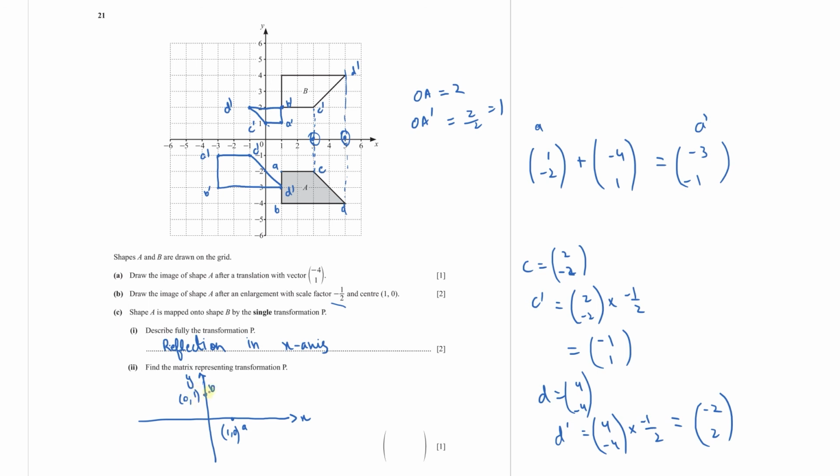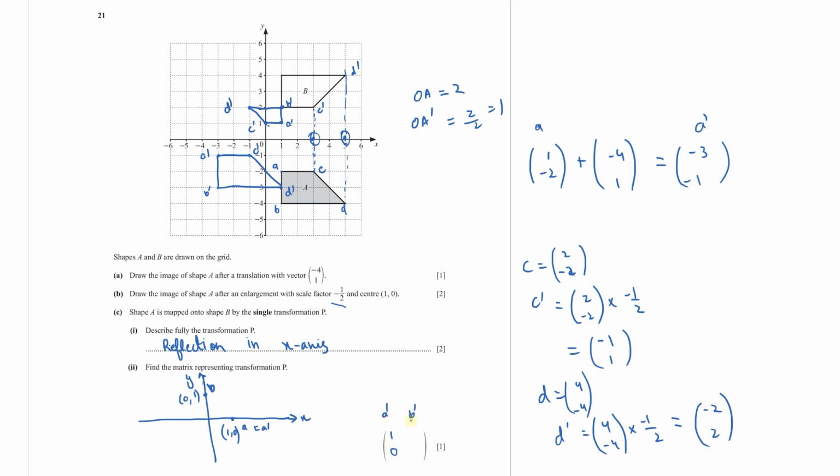This is point B. Now you have to just find their images after reflection. So what happens to point A after it is reflected in x-axis? It will remain at the same place. So this will also be the location of A dash because this point is on the line of reflection. So this will not go anywhere. It will remain in the same position. So A dash will also be 1, 0. So your first column for the transformation matrix will be 1, 0. So this is A dash.